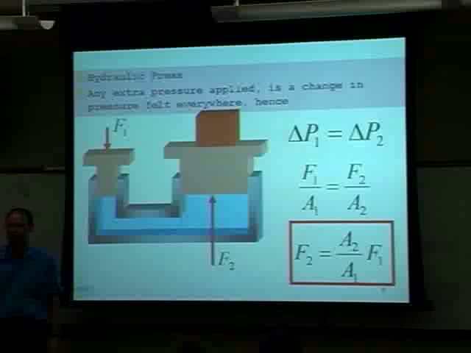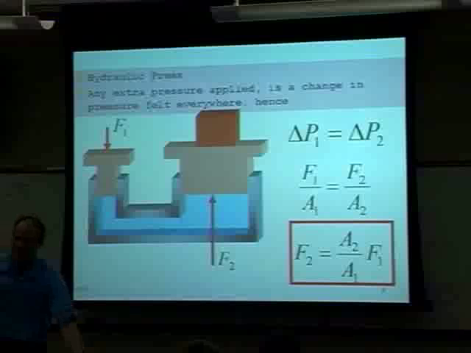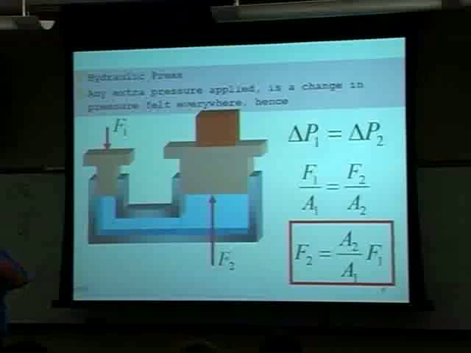It almost seems like it's unfair. It almost seems like I'm getting something for nothing, doesn't it? If I apply a little force here and lift something that's a whole lot bigger. Can you explain that apparent paradox? That it looks like I'm getting something for nothing? Less displacement on the large one, correct.